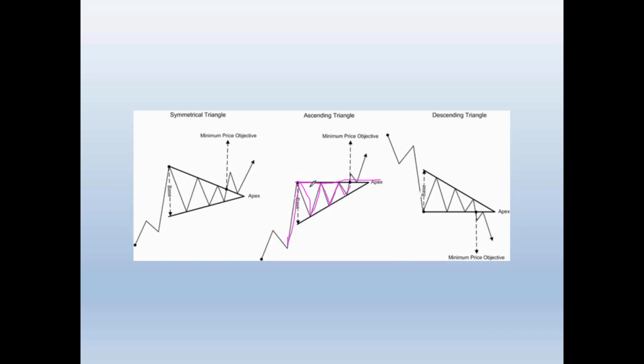Where can we get these to print them? I'll put them in the group, or you can just search it on Google. Just search ascending triangle, descending triangle, symmetrical triangle, and there'll be images that you can print out.